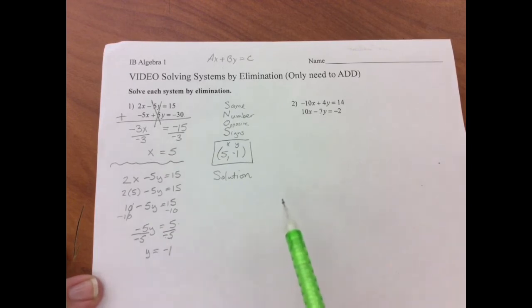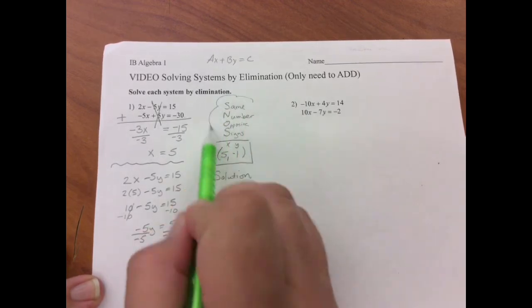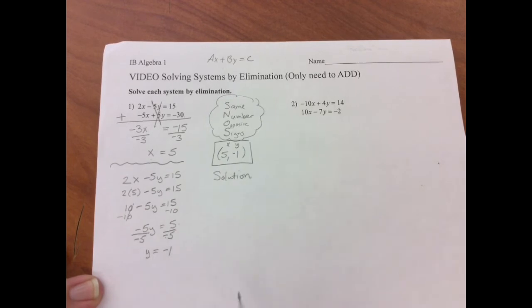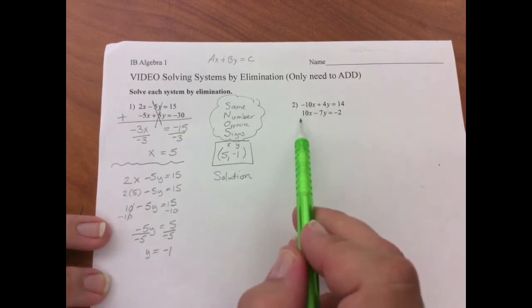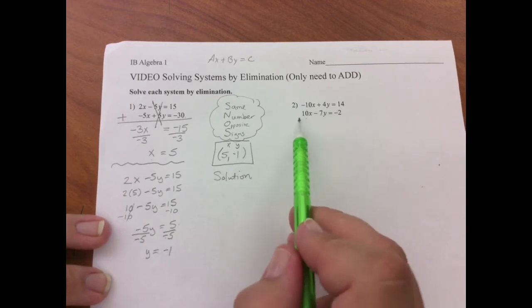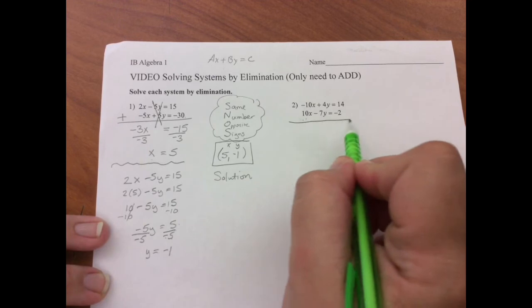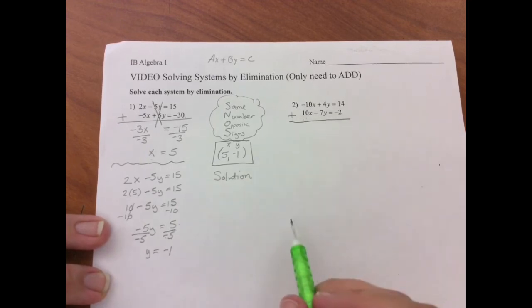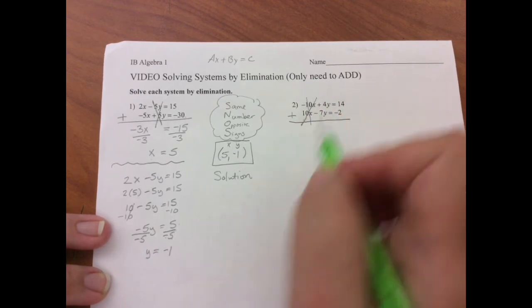Now let's go ahead and do the second one. Okay, so for the second one, let's again look for this SNOWS. We're looking for same number, opposite signs. If I look at the x's, I have negative 10, positive 10. So those are same number, opposite signs. If I go to add these two equations together, when I add negative 10 and positive 10, they're going to cancel out. So I'm going to eliminate the x's.